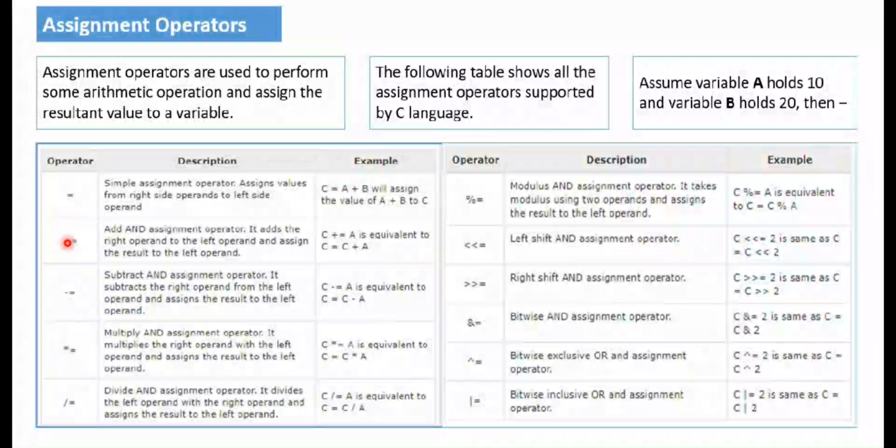Plus equal to means C plus equal to A, that means C equal to C plus A. Add and assignment operator. So it adds the right operand to the left operand and assigns the result to the left operand. That means if I'm writing C plus equal to A, then A is added to C and the value is assigned to C itself. Similarly, for subtract operation, it's C minus equal to A, that means C equal to C minus A. Similarly for multiplication, division, modulus, left shift, right shift, ANDing, ORing, and XORing. So whatever bitwise operators we have, we can use with the assignment operators also.